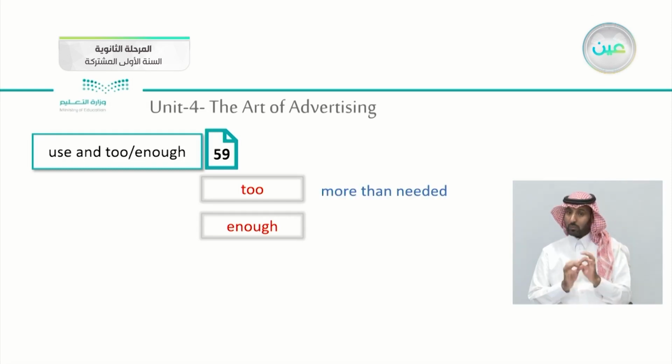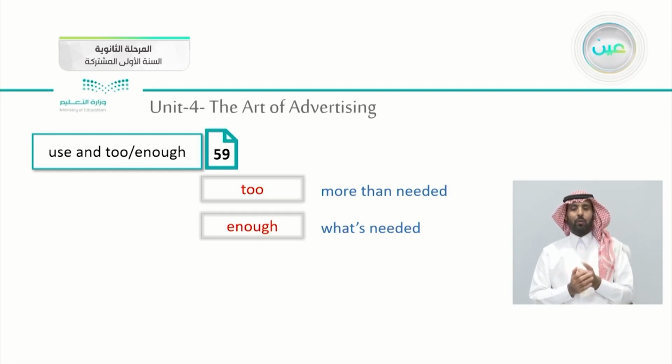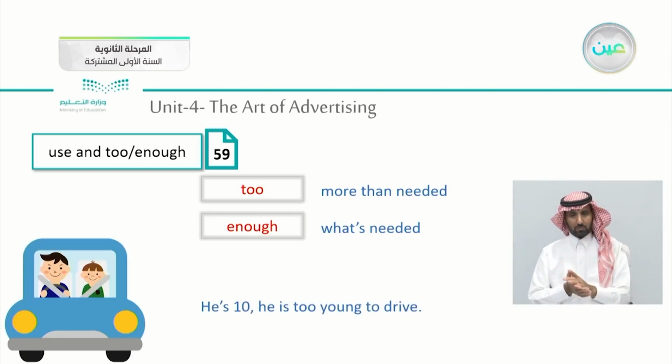Then we have spoken about the idea of too and enough. What do we mean by too? Too is more than I need. Too much. Or you can say enough if this is what I need, exactly what I need. I need a glass of water. This is enough. Okay? Let's look at this picture. We're speaking about this little boy. He is 10 years old. Can he drive? No, he is too young to drive.